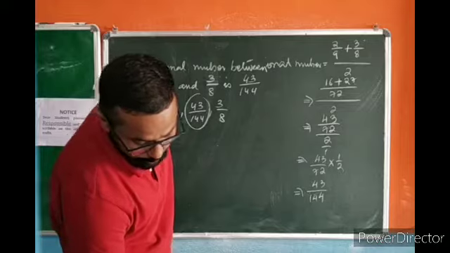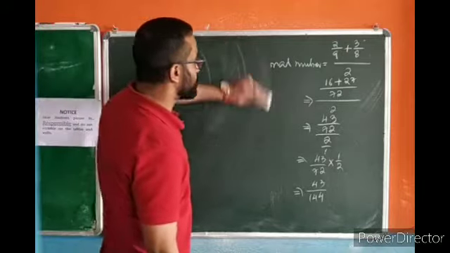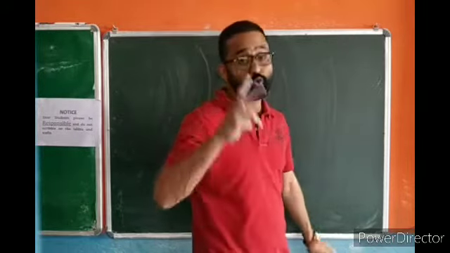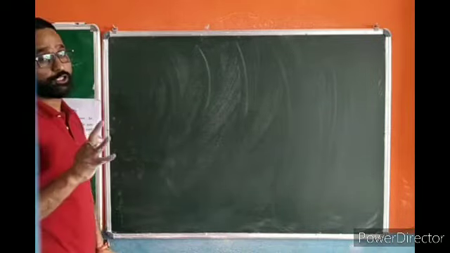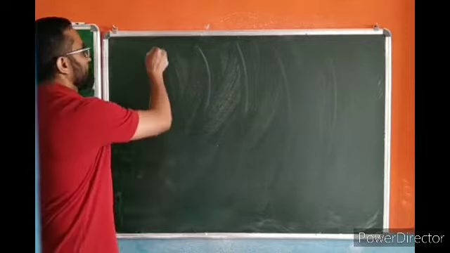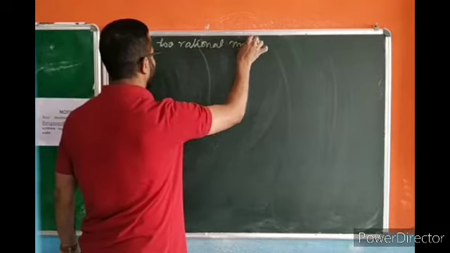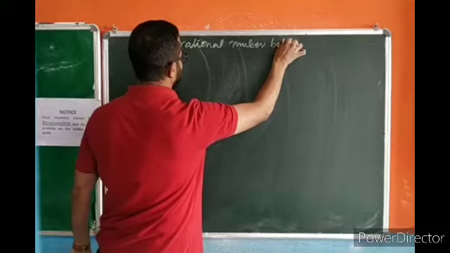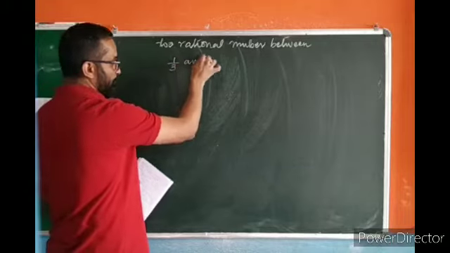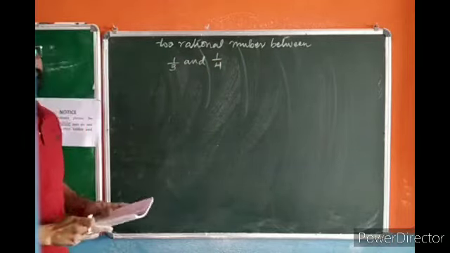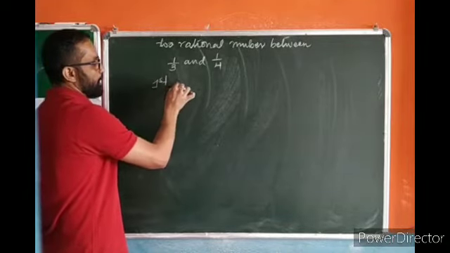Similarly, you can insert 2 or 3. Look at inserting 2. How to insert two rational numbers? So suppose if I ask you to insert two rational numbers between 1 by 3 and 1 by 4. We proceed in a similar way. First, rational number.